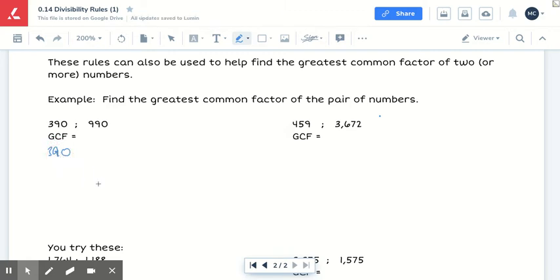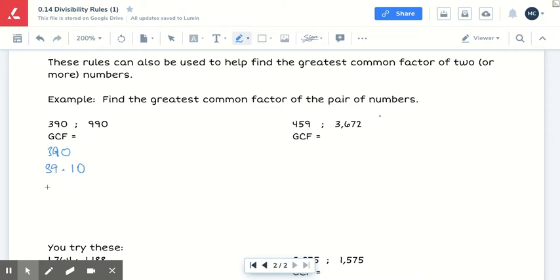Just going through my list again, since I want a prime factorization, I want the largest number possible that I can divide it by. It ends in a 0, so I know immediately it's going to be divisible by 10. So I'm going to start with that. And dividing by 10 is pretty easy, so I'm just going to do that part in my head. So 39 times 10.